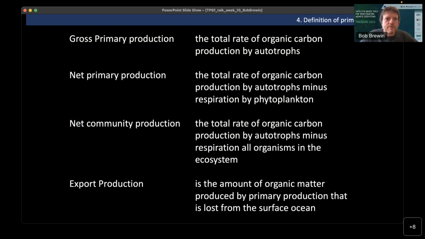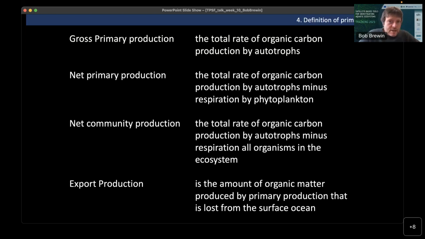Okay, so a few definitions before we move on of primary production, because there are various aspects of primary production in the ocean. The first one I'm going to talk about is gross primary production. So this is often defined as the total rate of organic carbon produced by autotrophs or by phytoplankton. So it's the total amount of primary production. Then there's net primary production.